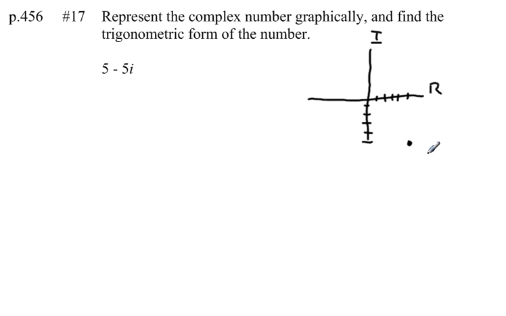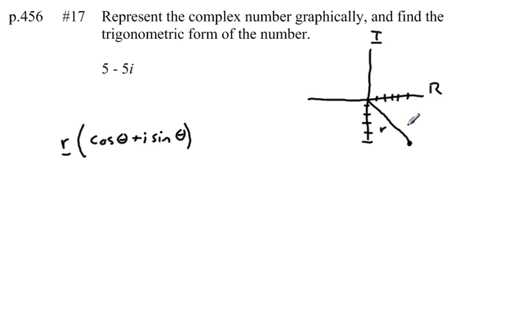Okay, so that's the first thing we're asked to do. Second part, find the trigonometric form of the number. Now the trigonometric form of the number can be written this way: r times the cosine of theta plus i times the sine of theta. R stands for radius, which is, if we think of a circle centered at the origin through this point, this distance right here, so that's r. Well, we can find that distance.